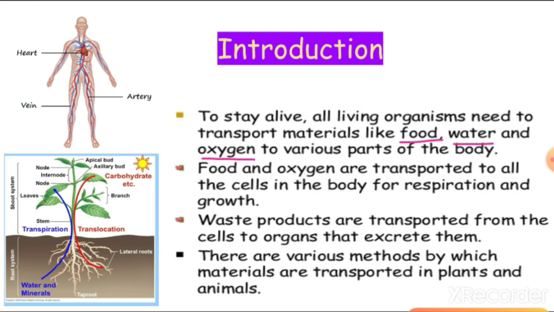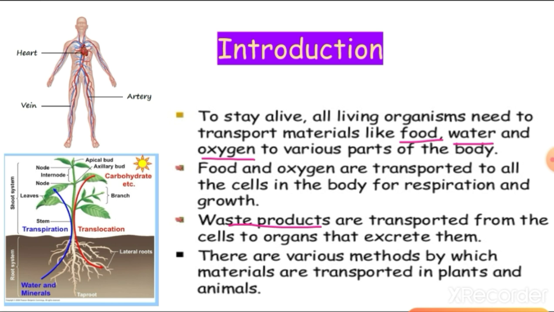Then apart from food and oxygen, the waste material should also be transported in our body, because our cells also produce some waste material. So that waste material should be eliminated from the body. To excrete it out, the waste needs to be collected at one part and removed. So these are the things which need to be circulated in our body. Apart from this, some hormones also need to be circulated. So how are all these things transported in our body?